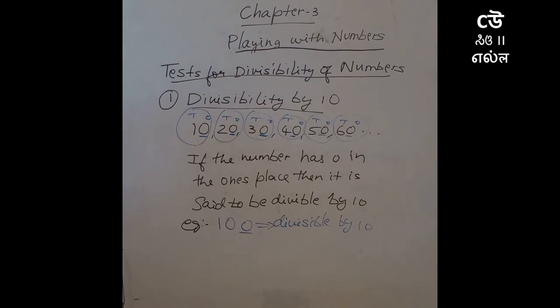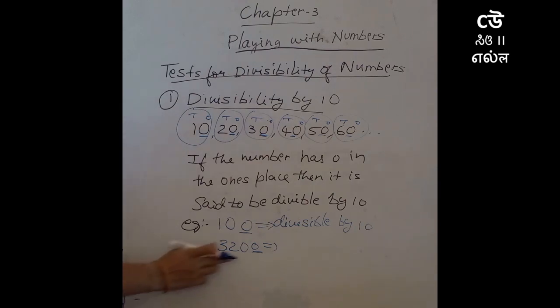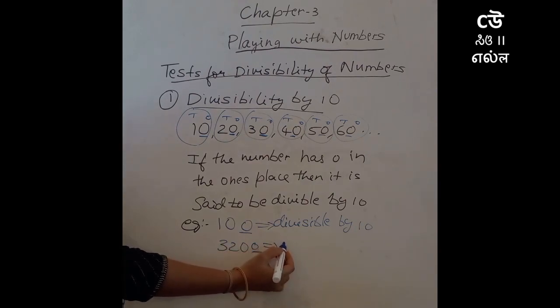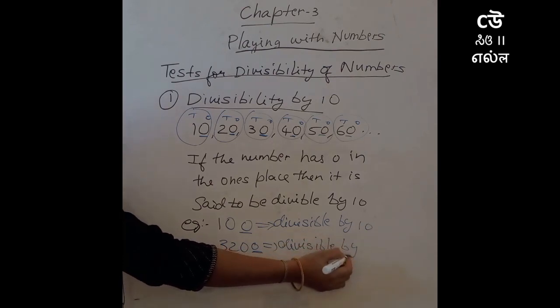Next, I'll take the number 3200. So this is a 4-digit number. Whichever digit they give, the one thing you have to see is the ones place value. See what is there in ones place, children? In ones place you have 0. So as we have 0 in the ones place, we can tell it's divisible by 10.